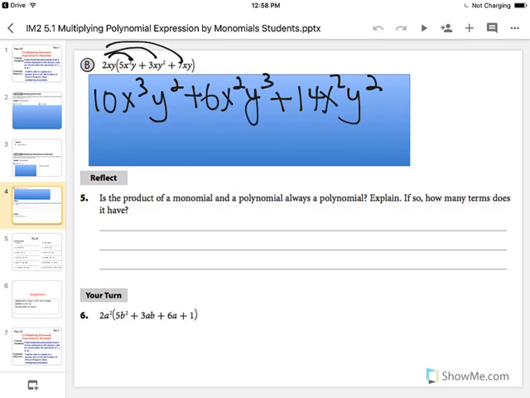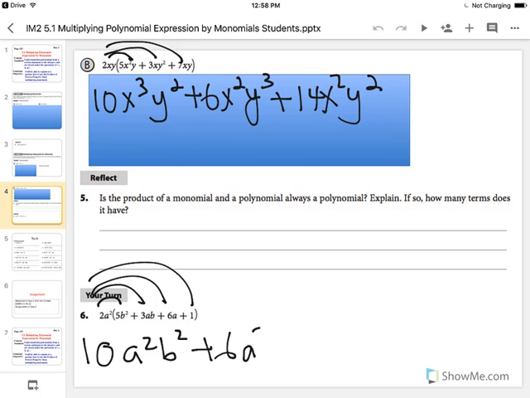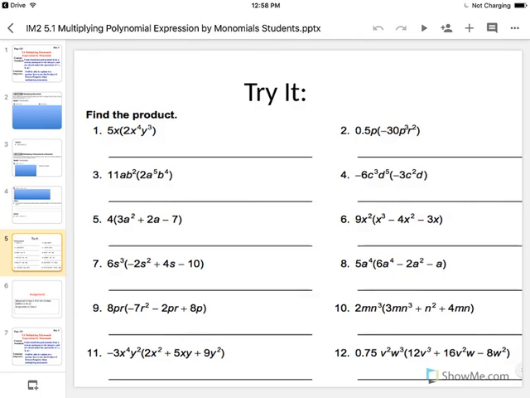So we have a monomial times a 4-term polynomial, or a quadrinomial. So then that gives us 10a squared b squared plus 6ab plus 12ab plus 2a squared. Right, let's go on to our next slide.